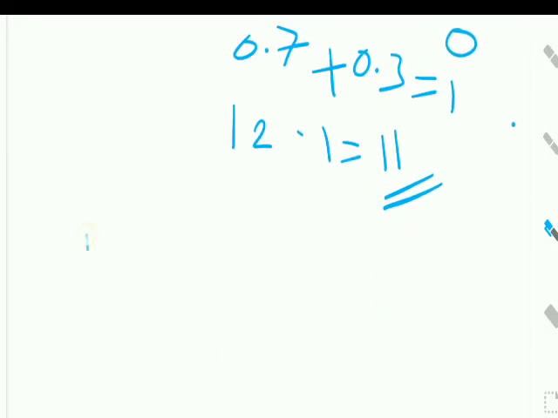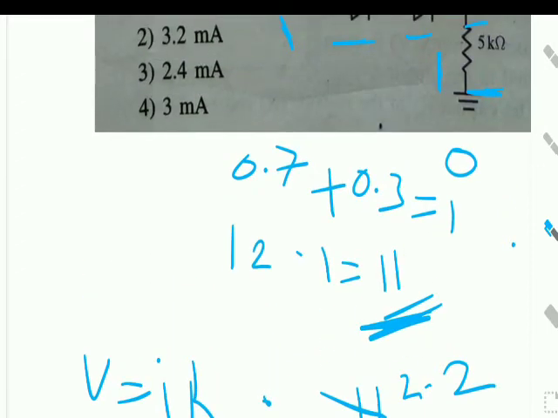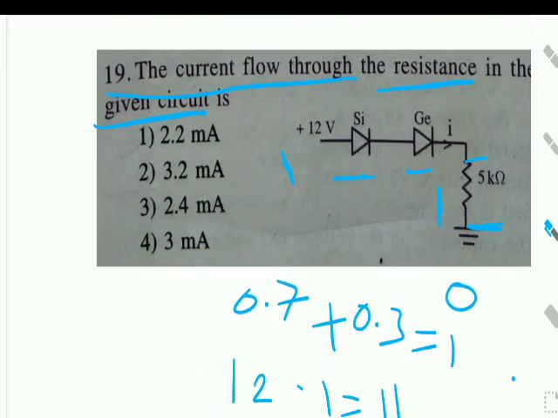So V is equal to I into R, then I is equal to V by R, 11 by 5. Then our current passing through the resistor is 2.2 milliamps, 2.22 milliamps. So option first one is right.